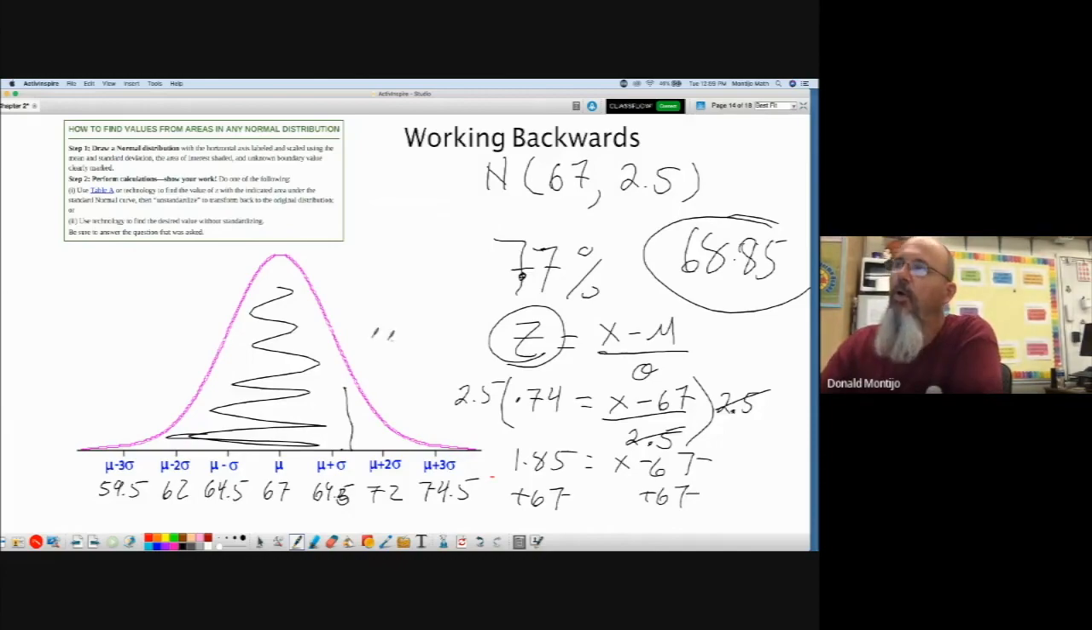Okay. So how do we find less than? Use table A. How do we find greater than? 1 minus what we find in table A. How do we find in between two values? We find both values in table A and subtract the two. How do we work backwards? Use the percent to find the z-score and then solve for x. That's everything you'll need to know for the normal distribution.